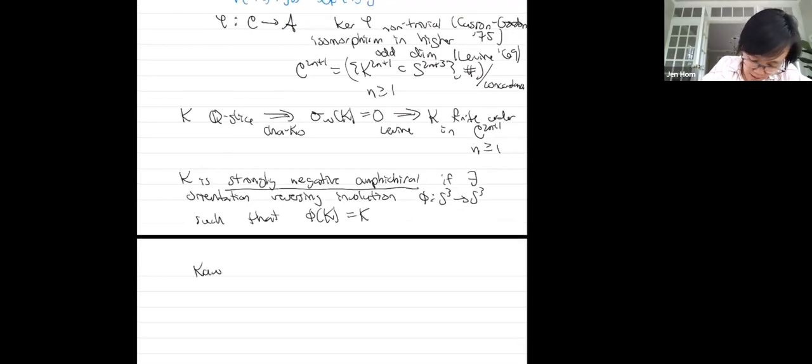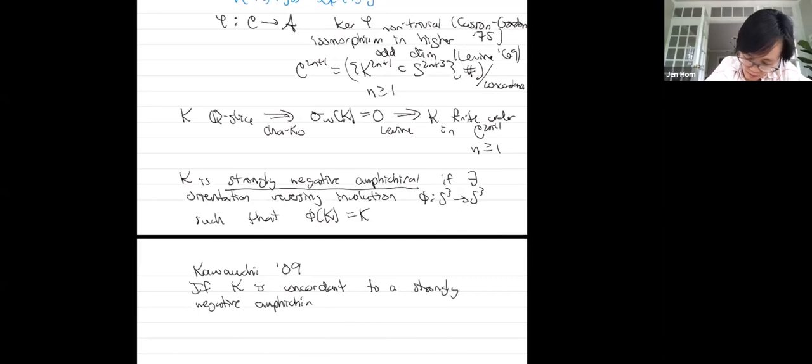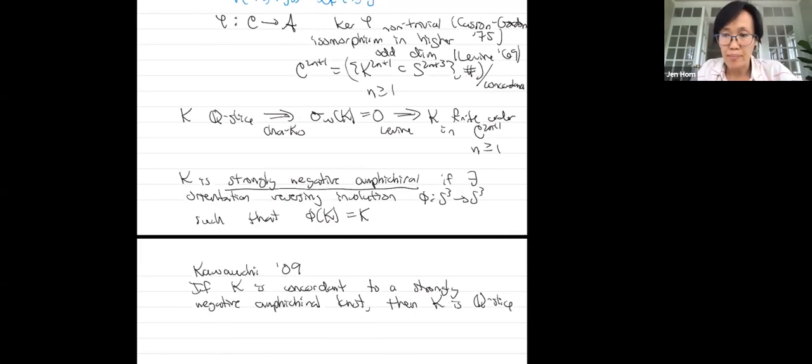And so in 2009, Kawauchi proved that if K is concordant to a strongly negative amphichiral knot, then K is rationally slice. All right, so let me sketch the proof of this for you.